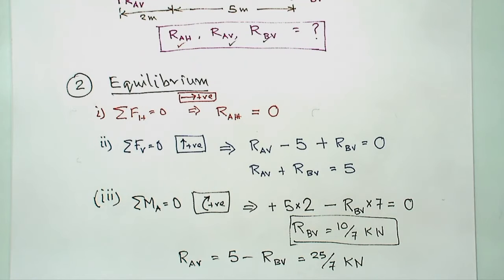And then again, next problem here, multiply the load with the distance. So the total load here is 20 kN and it will be acting at the middle of this line. So that will be acting 2.5 meters from the right hand side.